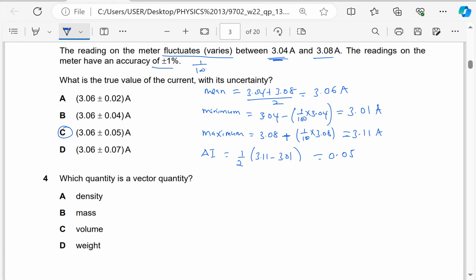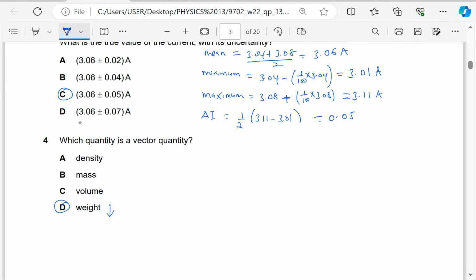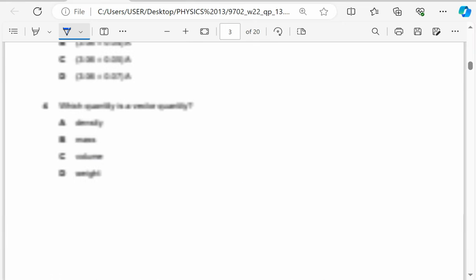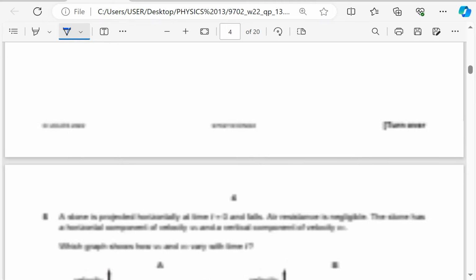Which quantity is a vector quantity? Of course, a vector quantity has both magnitude and direction, and for this we know it is going to be the weight, because the weight of a body acts vertically downwards. So the weight has magnitude and direction, which is always vertically downwards. So the answer here is automatically D.